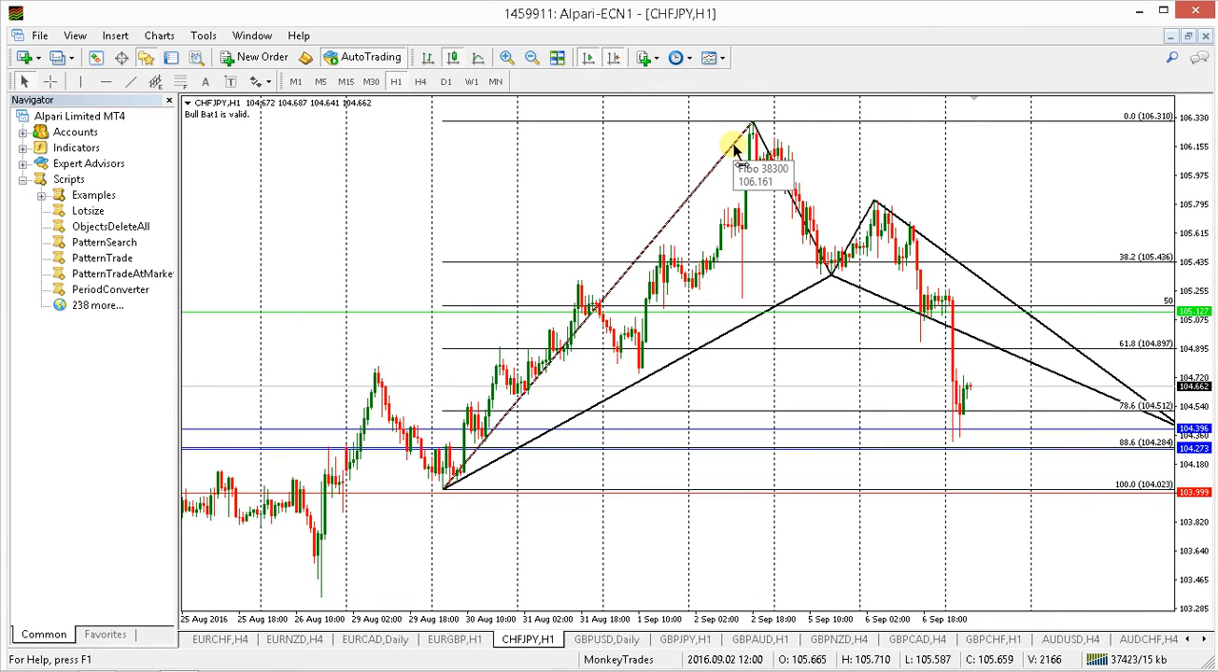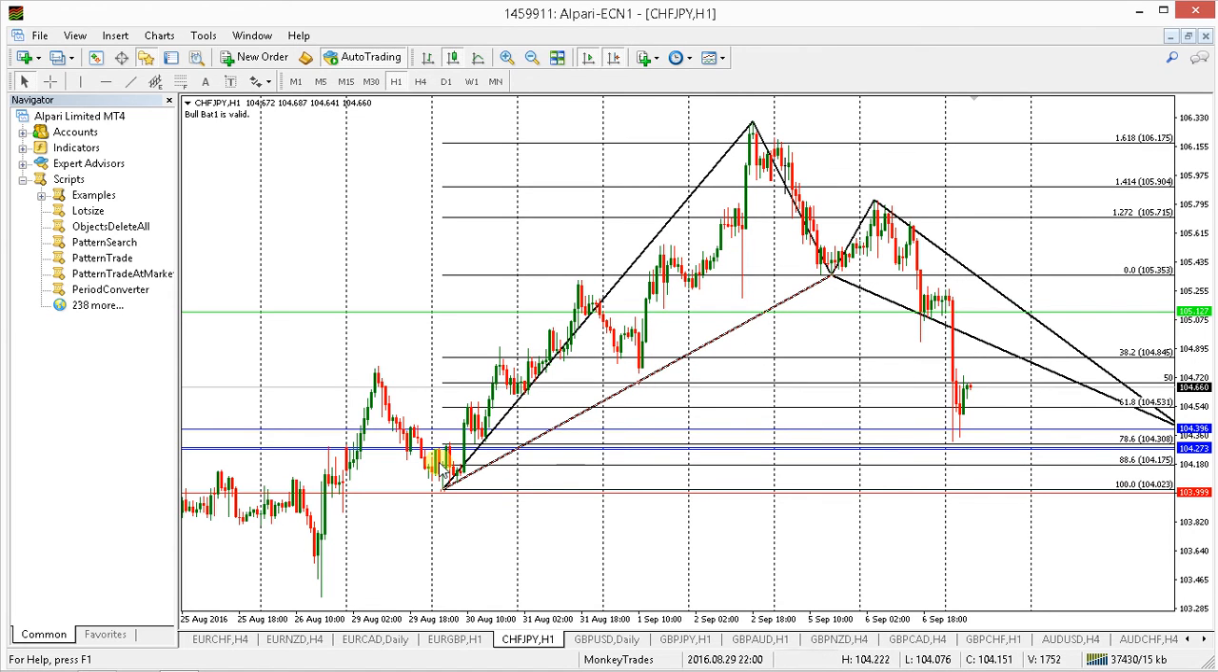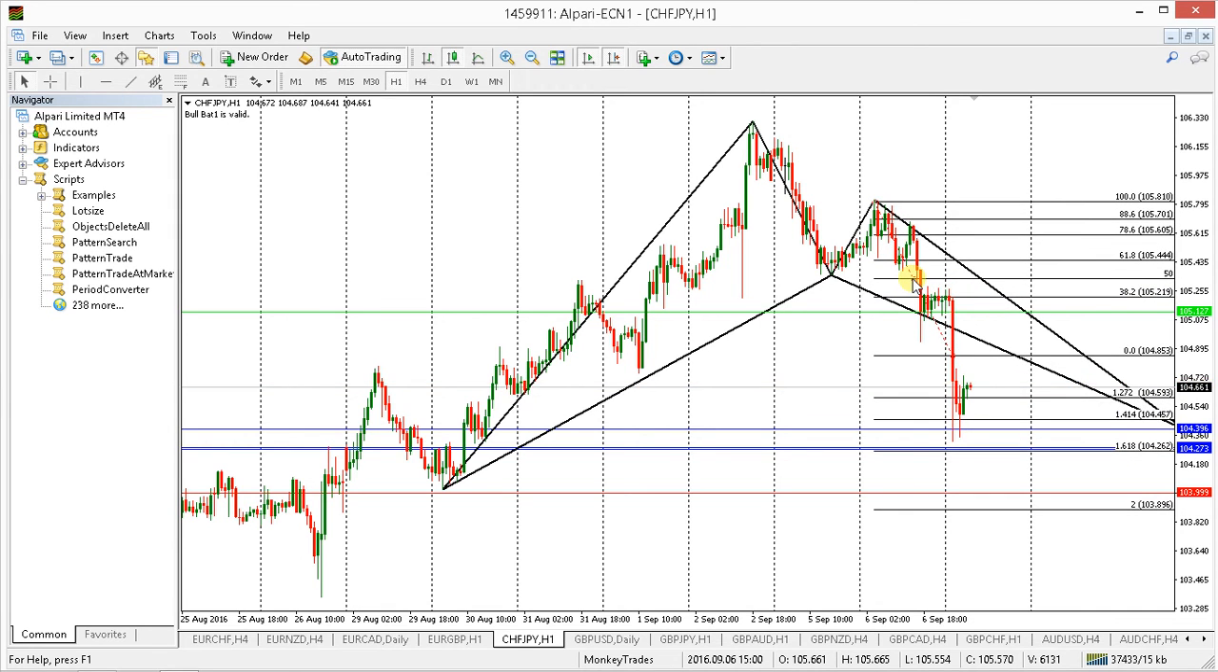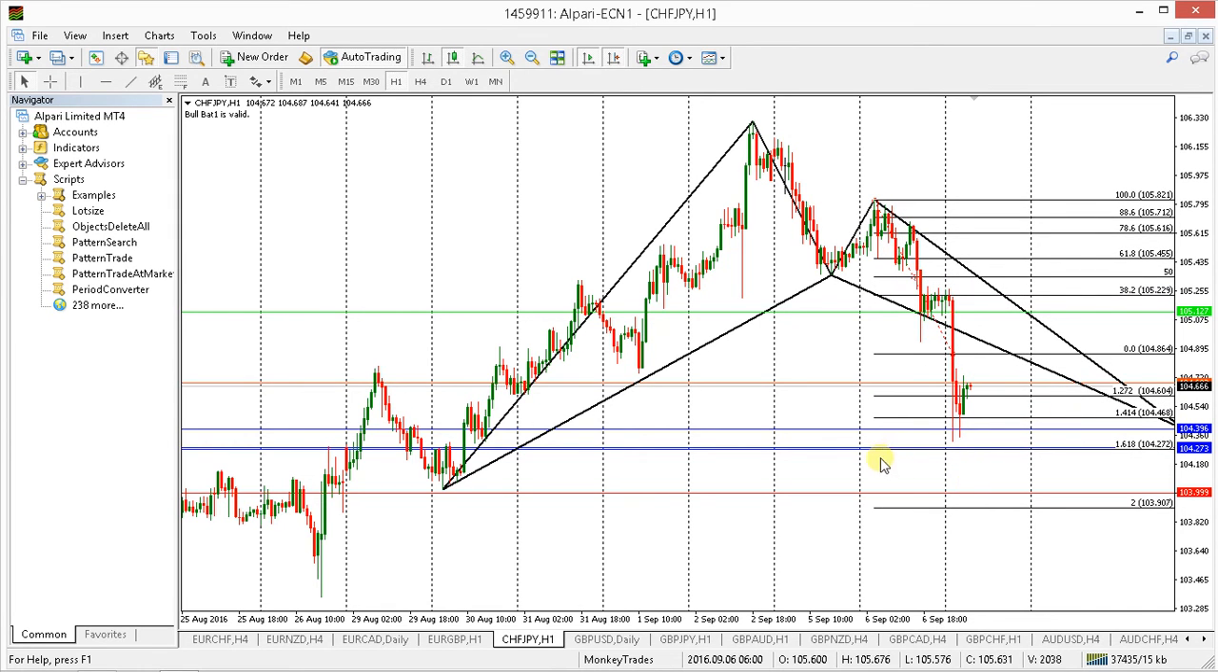X to A. Well, 886 does not exactly match this, but 886. You see the blue line of 886. 2 times extension of AB. Here it is, the first line. And 1618 times extended ABCD pattern. It is the lowest line here.